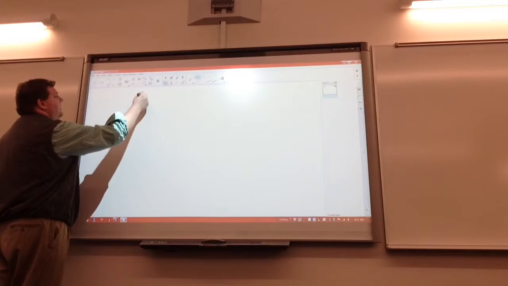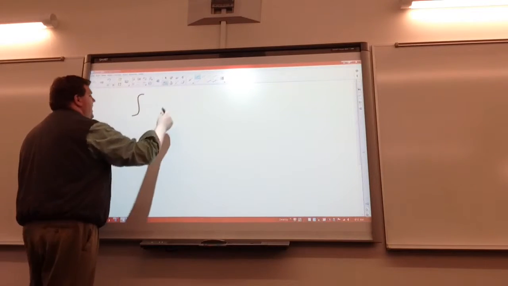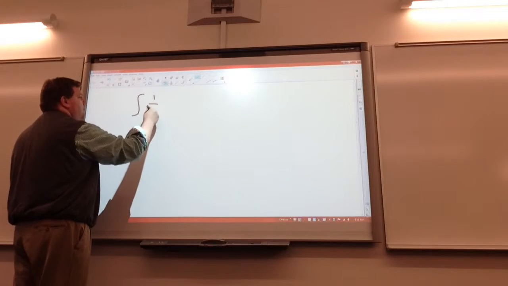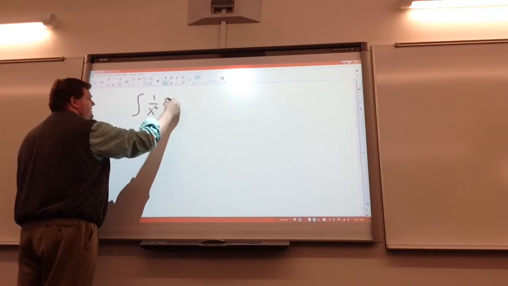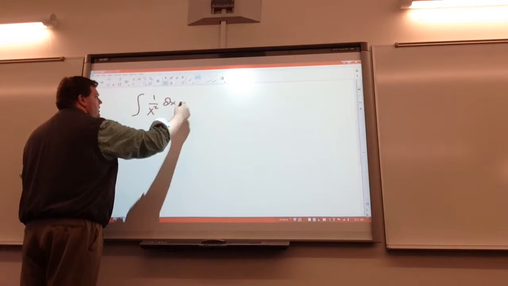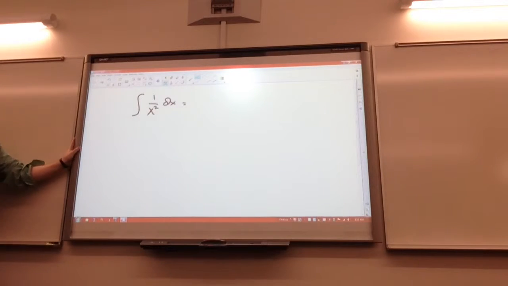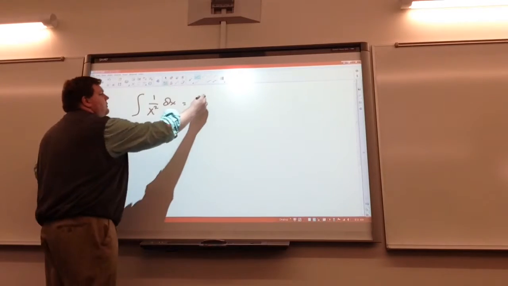Kind of keep things simple here. I wrote up the integral of 1 over x squared dx. I'd asked you to come up with this antiderivative. What would you do? So it's x to the negative 2. Bring it up as x to the negative 2. Then what?